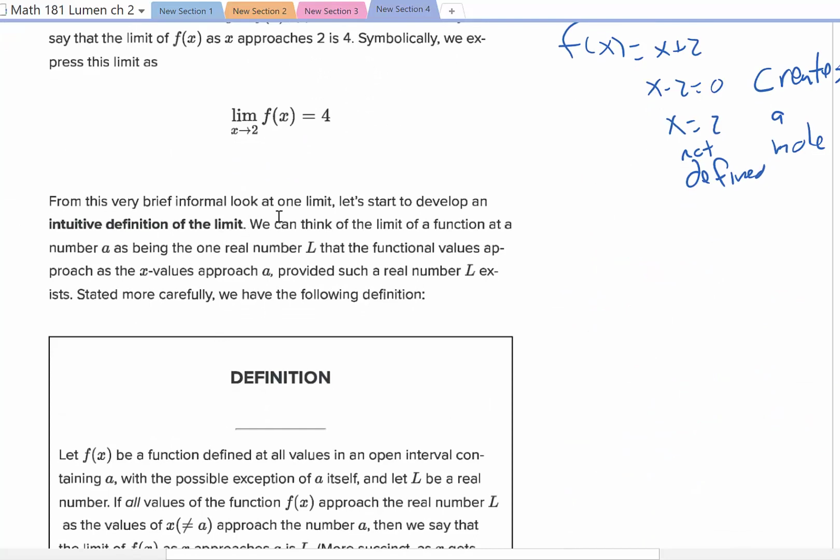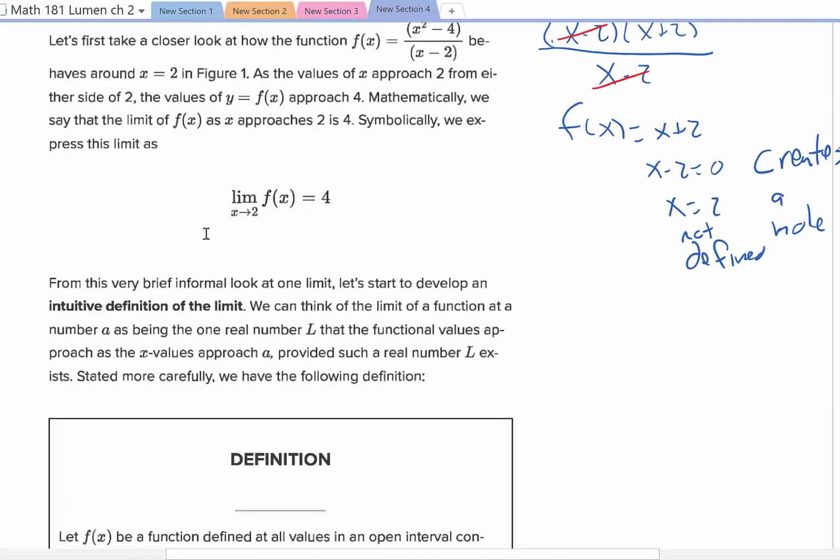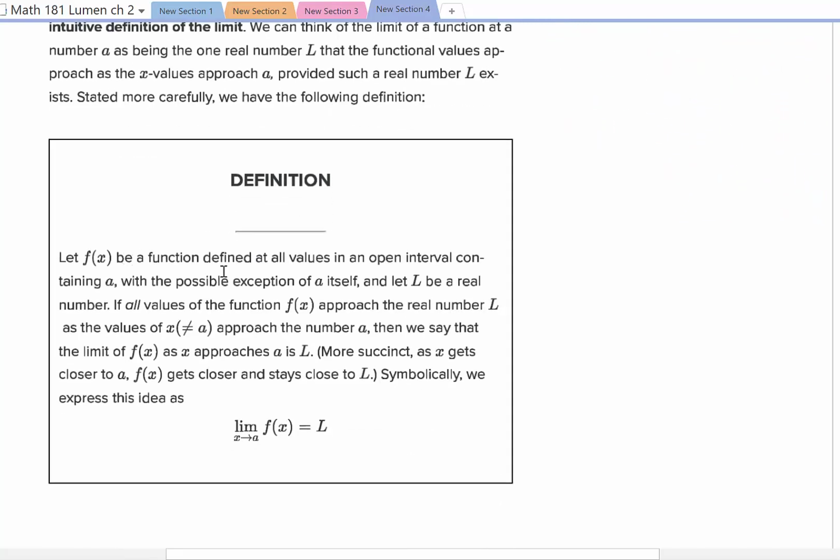So from this very brief and informal look at one limit, let's start to develop an intuitive definition of a limit. Our definition is here: let f of x be a function defined at all values in an open interval containing a, some value that we're going to be approaching, with the possible exception of a itself. And let L be a real number. If all values of the function f of x approach the real number L as the values of x not equal to a approach the number a, then we say that the limit of f of x as x approaches a is L. The symbology of this is: limit as x approaches a of f of x is L, or you could say the limit of f of x as x approaches a is the number L.